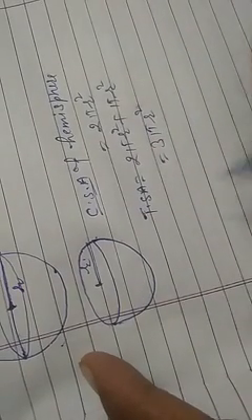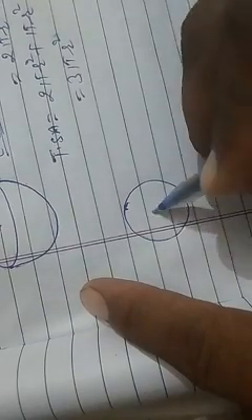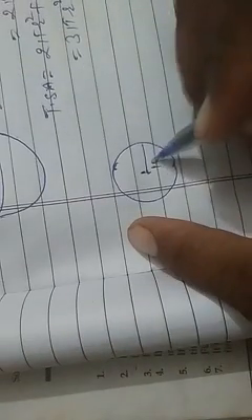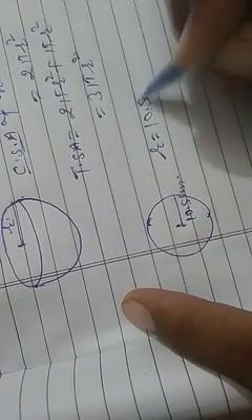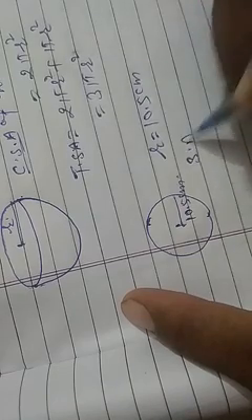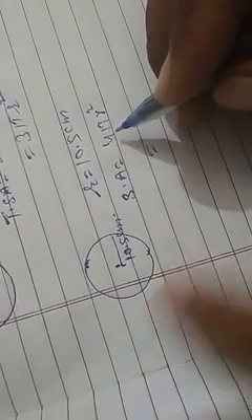And now we solve exercise 13.4. The first question is, find the surface area of the sphere of radius 10.5 centimeter. Here we take a sphere and the radius is given as 10.5 centimeter. Then r is equal to 10.5 centimeter and surface area is equal to 4 pi r square. Then we put the value of r in the surface area.